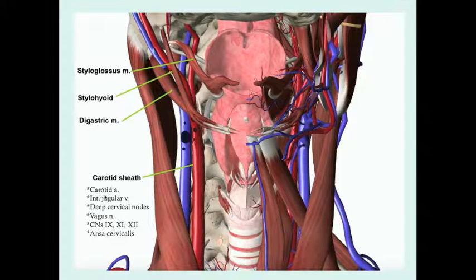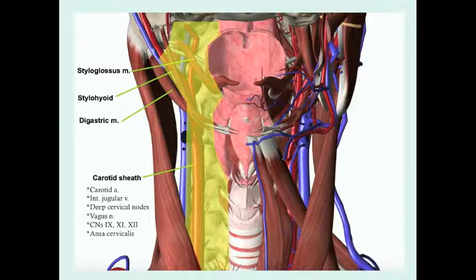So, for instance, you get erosion of the carotid artery. What can you get from that? You can get a hematoma. You can get bleeding. That would be really bad. Internal jugular vein, you can get thrombophlebitis. That's Lemierre syndrome. Deep cervical nodes, well, that's usually where the problem is coming from. Vagus nerve, you can get neurologic deficits from, and then you can also get neurologic deficits from 9, 11, and 12.